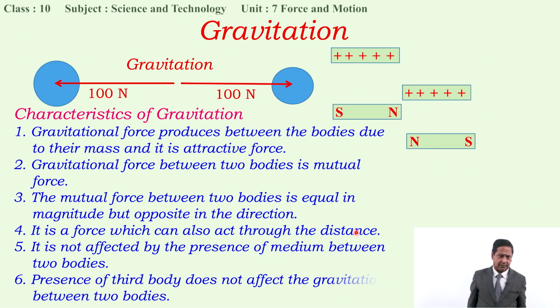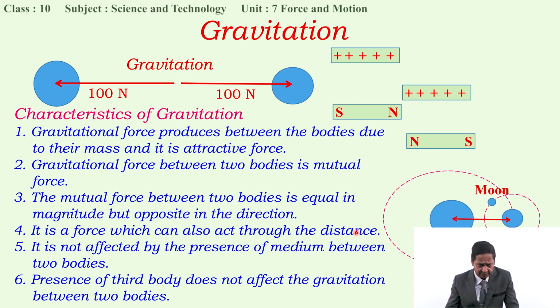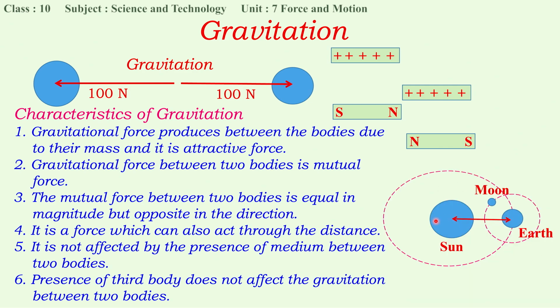Now look at another one. The presence of a third body does not affect the gravitation between two bodies. It can be understood with this example. This is the Sun, this is the Earth. The Earth revolves around the Sun this way. This is the orbit of the Earth, and it revolves around the Sun in this orbit.